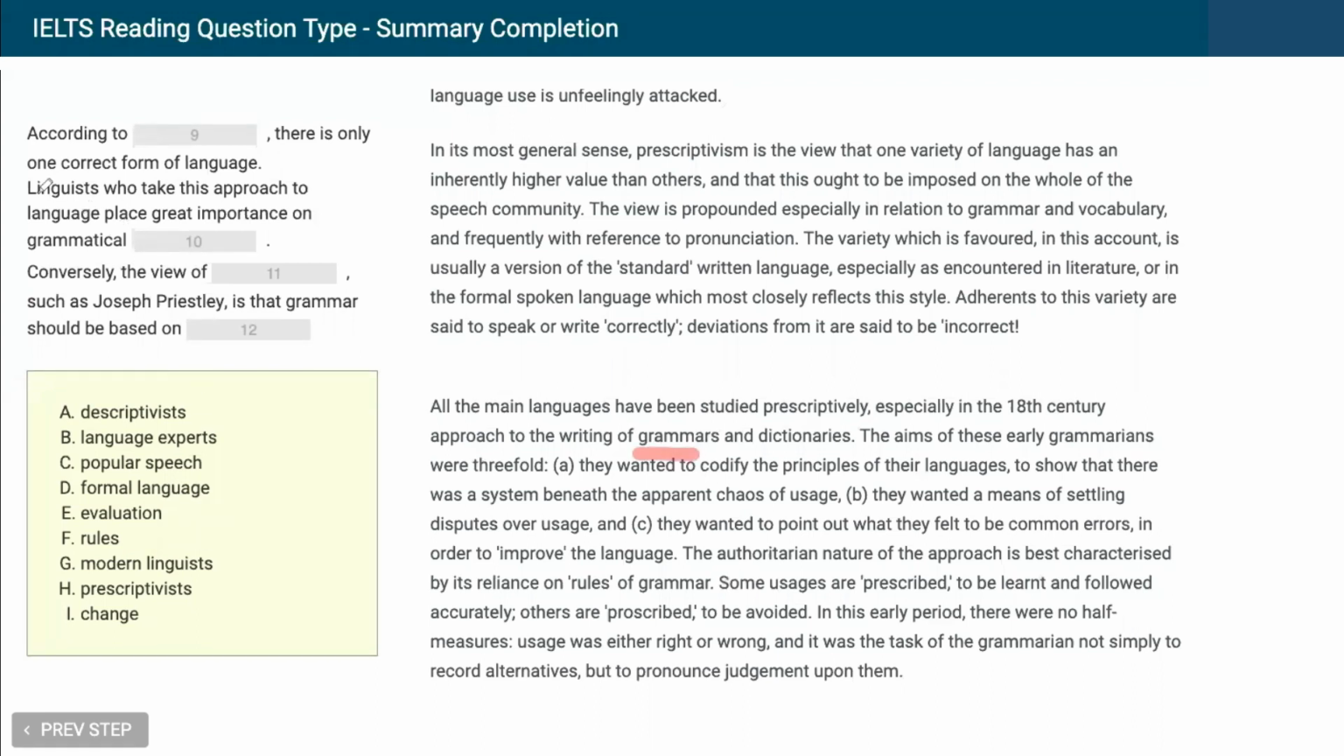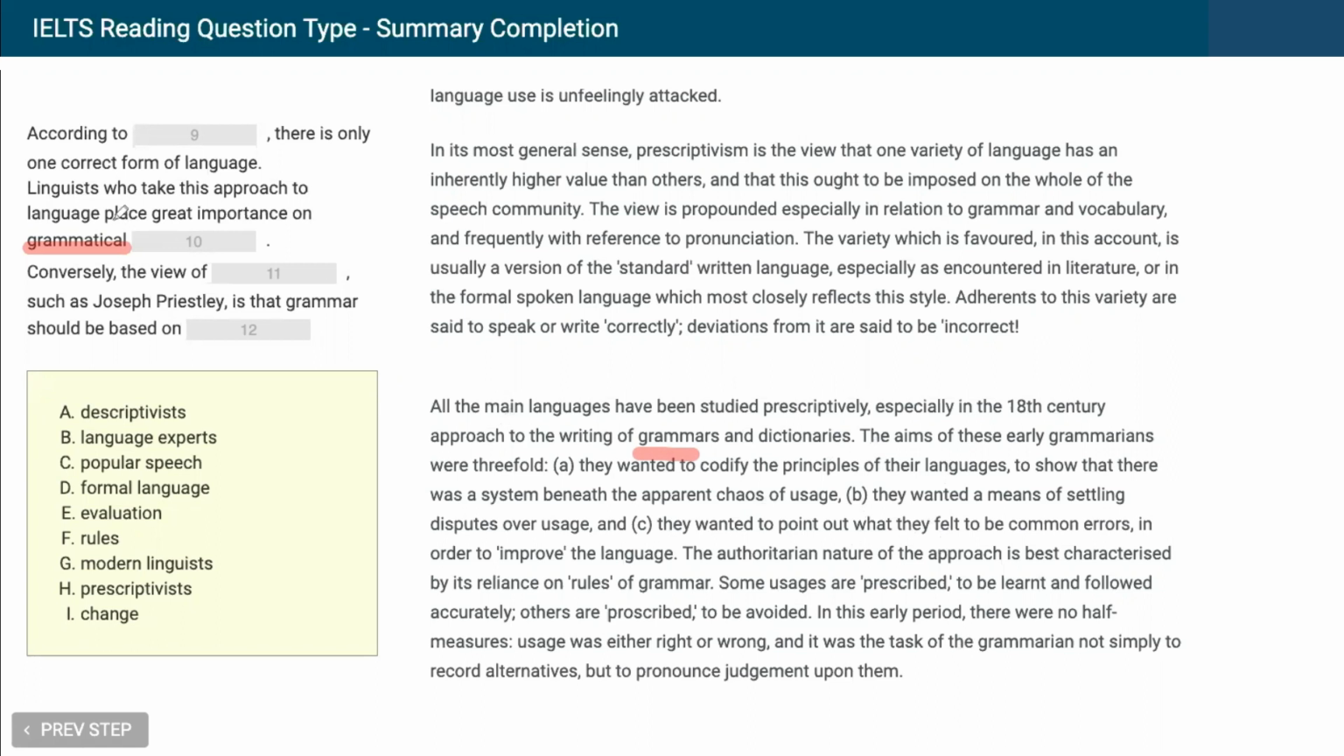And again, just to be reminded of 10, linguists who take this approach to language place great importance on grammatical blank. Okay, so let's go ahead and read here quickly to get an idea. All the main languages have been studied prescriptively, especially in the 18th century approach to the writing of grammars and dictionaries. The aims of these early grammarians were threefold. They wanted to codify the principles, they wanted a means of settling disputes, they wanted to point out what they felt to be common. So you see how I'm not reading exactly word for word and really understanding everything.